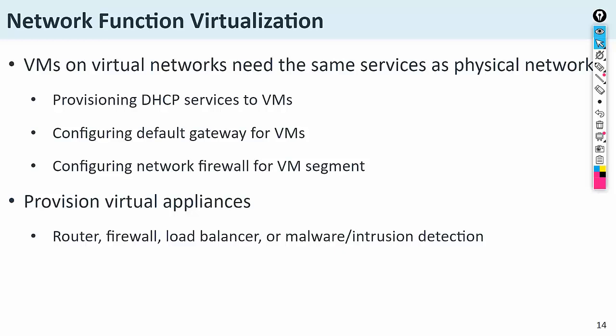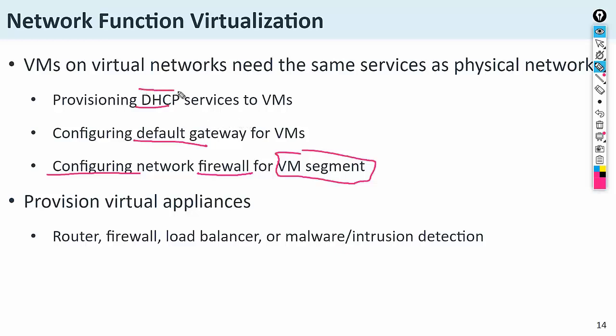Now here we are going to discuss network function virtualization, meaning what network functions are used. Network functions are required for virtualization as well as in a real environment. Real environment means you require a DHCP service, a default gateway, and a firewall and their configuration based on segmentation. So everything happens as in a real machine, a real environment.